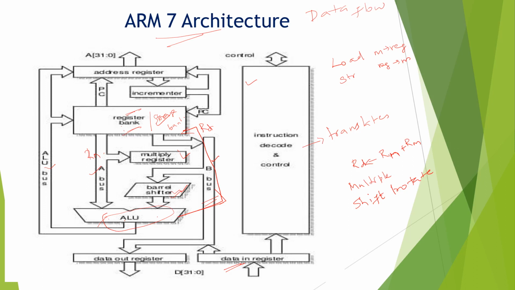And this multiply register is used as a MAC, that is the multiply and accumulate process, like SOP operations, sum of products. So this register will do that kind of operation, multiply and accumulate.